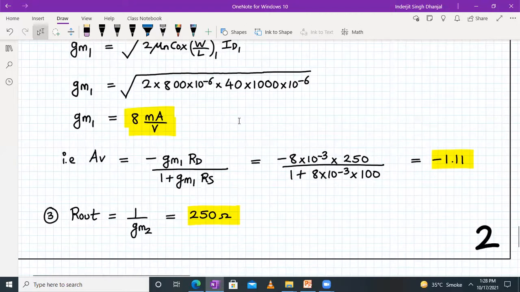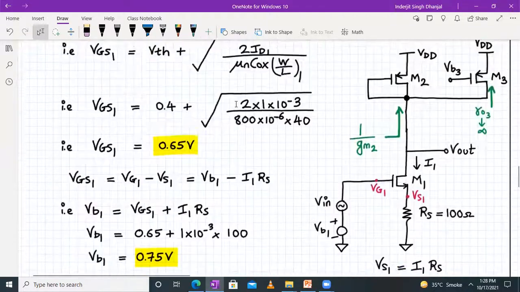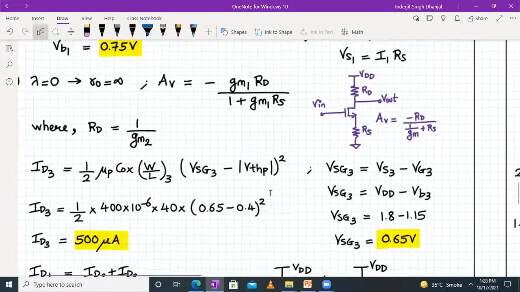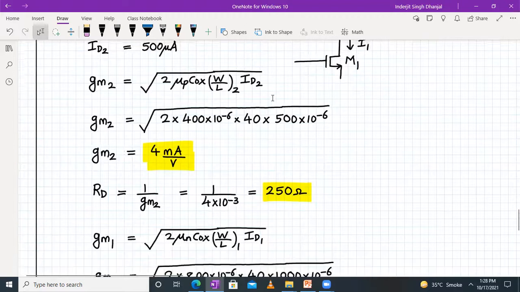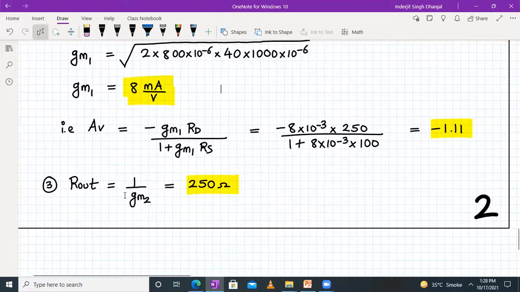Now, finally, we have to find out the output resistance looking at the output node, right? So let's look at this diagram over here. What's the output impedance looking at the output node V out? The output resistance over here is very clear. It's 1 upon GM2, and we already calculated 1 upon GM2, that is 250 ohms. So the output resistance R out looking at the output node will be 1 upon GM2, which is 250 ohms. This will fetch you the remaining 3 marks.